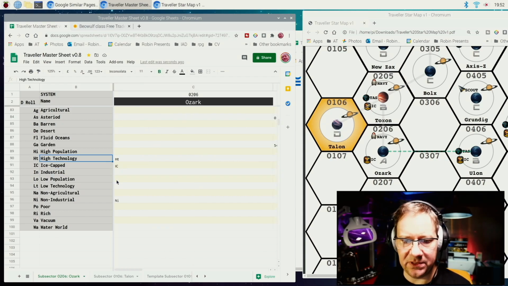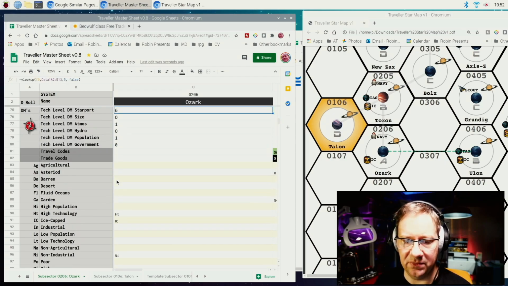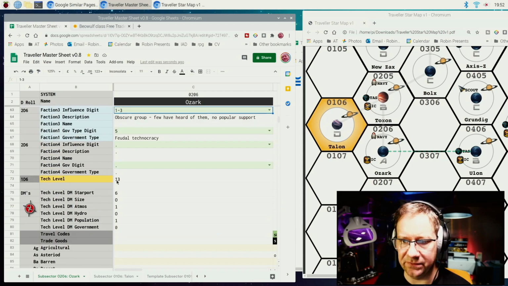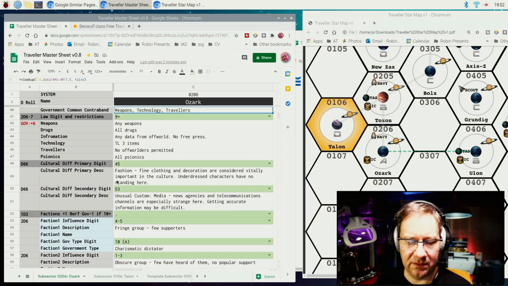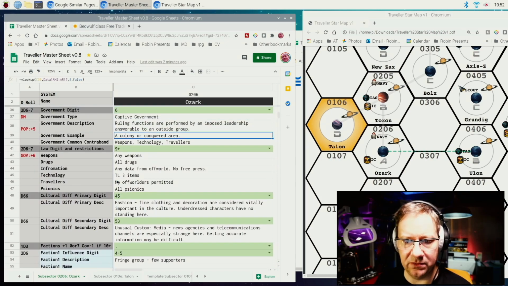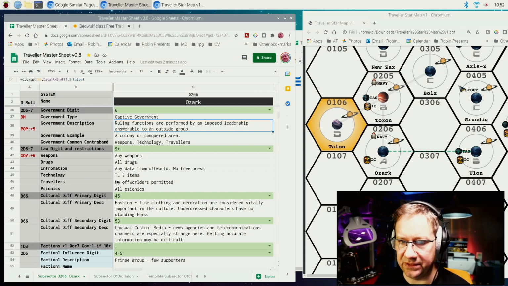But it's now feeling like maybe this high tech is the reason. There's something here on the high tech side that maybe is the reason someone moved in and took over, from the fact that the law is very strong and it's a captive government. So ruling factions are performed by an imposed leadership answerable to an outside group. I'm not sure yet that I know where the outside group is, because Talon and Toxon don't really have, you know, Talon is a balkanized state and they're in a mess. They're just in internal infighting with their own system.